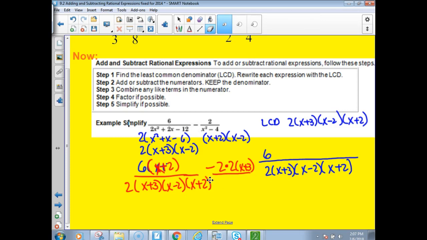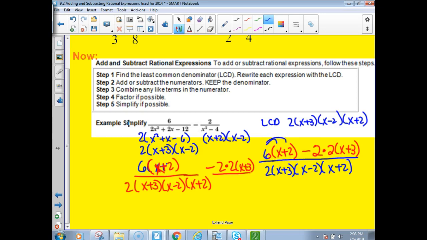Okay. So here's what I want you to do for your problems. I would like to see you write 6 times the x plus 2 in the top. Oops, my pen, I had an eraser instead of a pen. All right, and then bring your minus sign, and then the 2. And then I have to multiply that 2 by what's missing from its denominator that's in the LCD, 2 times x plus 3. Okay? All right, now I have to distribute and do a bunch of stuff here before I'm going to be finished.